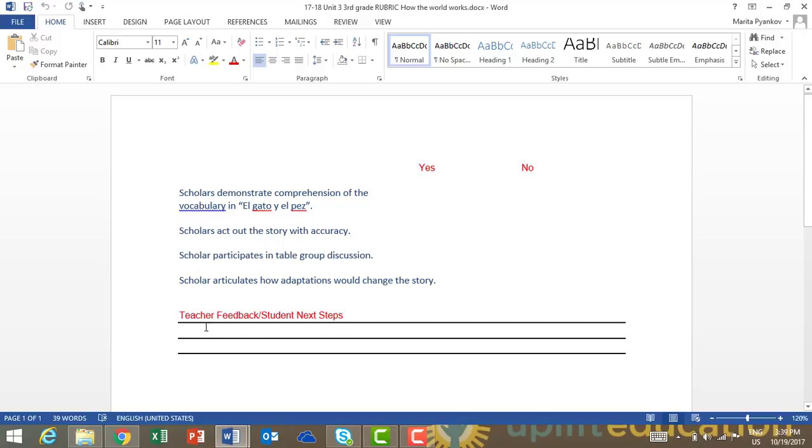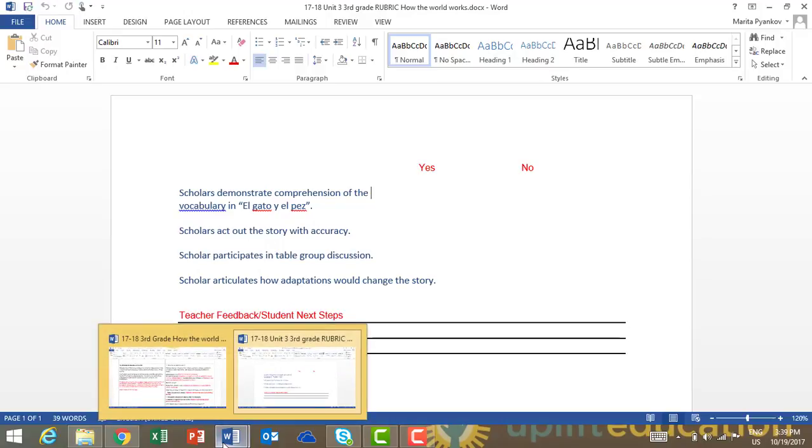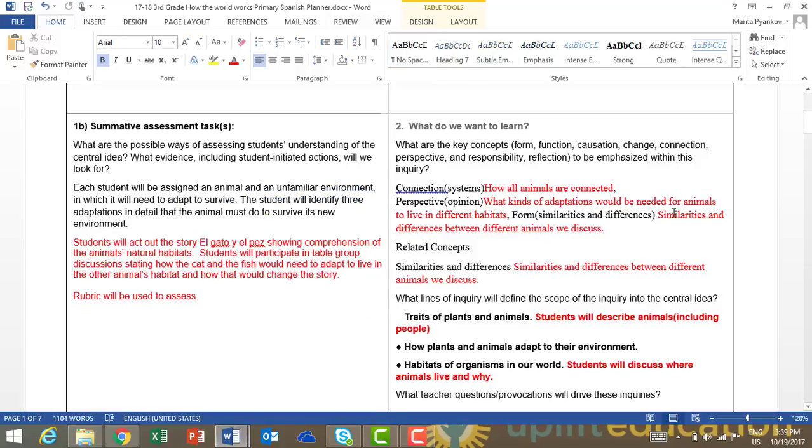One of the things that I've been trying to add is a spot on the rubric for the teacher feedback. That's one of the things that I know that a lot of us needed to work on in our unit planner from last year. That's one of the things that we got as feedback for ourselves, is that we needed to make sure that we had a way that we were giving feedback and next steps to our students from their summative work.